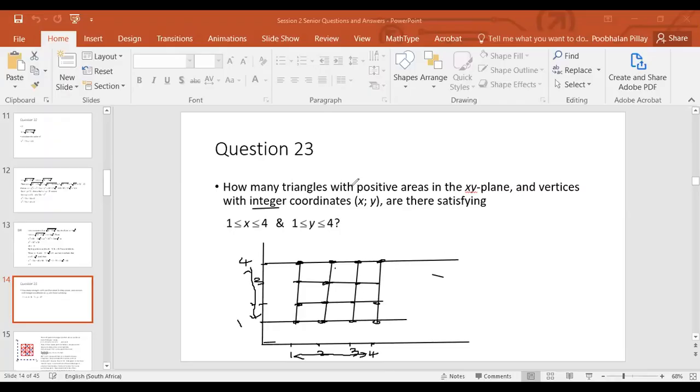Right. Now, how many triangles with positive areas in the xy plane, with vertices at these points, are there? So how many triangles can you draw? See, that is the question. We can draw lots and lots of triangles, because there are 16 points. I can take any 3 of these points and draw a triangle. But there are exceptions. I can't choose 3 along this line here. I can't choose 3 along this line or that line. So you can't choose any 3 in the same straight line. So one must be careful.